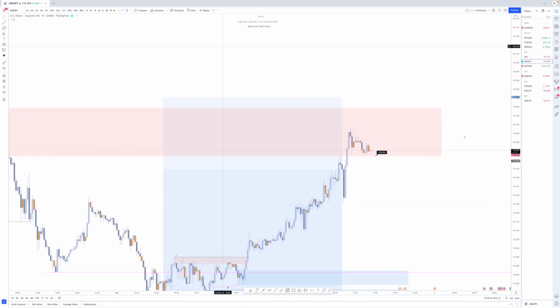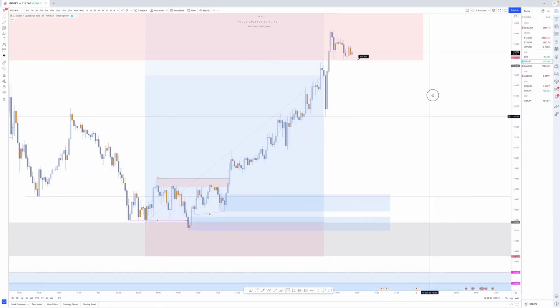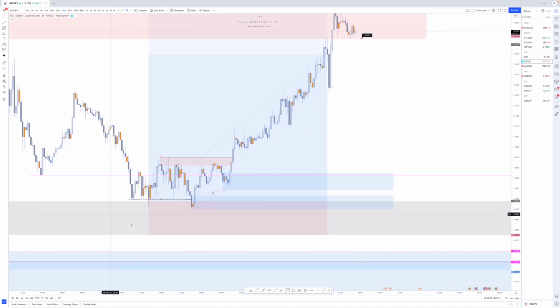We're not going to go over right now, but we'll go over in a second when we talk about those targets, right? So price tapped into this region here. Now, what happened when price tapped into this region? We saw a sweep of liquidity here.